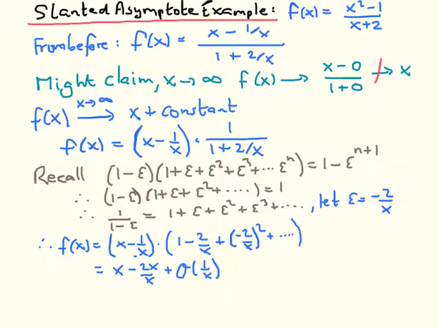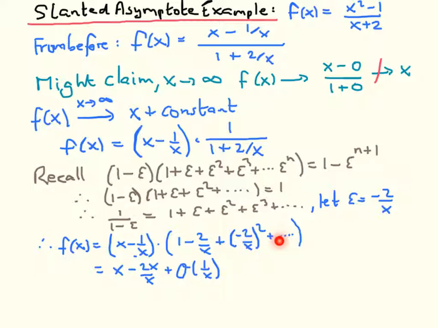And this notation simply means that everything I'm not bothering to write down has at least one power of 1 over x in it, and therefore as x approaches infinity, which remember is what we're interested in for the asymptote, this will go to 0. So why is it that everything else goes as 1 over x? Well, here I've got x times 1 was that, x times this gives us this, but x times this term, well here we have effectively an x squared in the bottom, and x times 1 over x squared will give us a 1 over x.